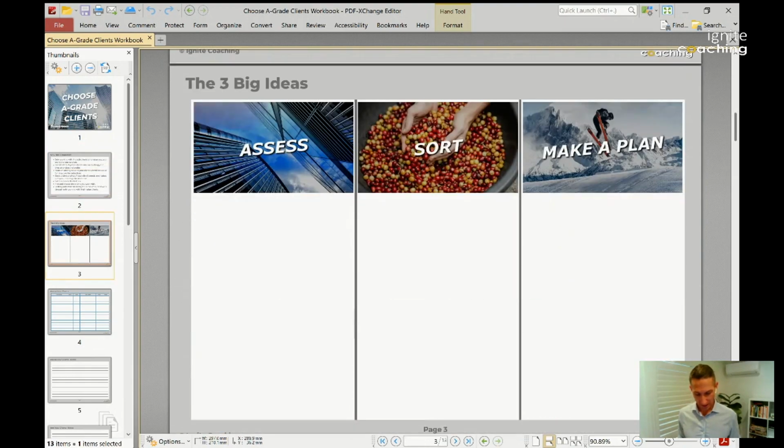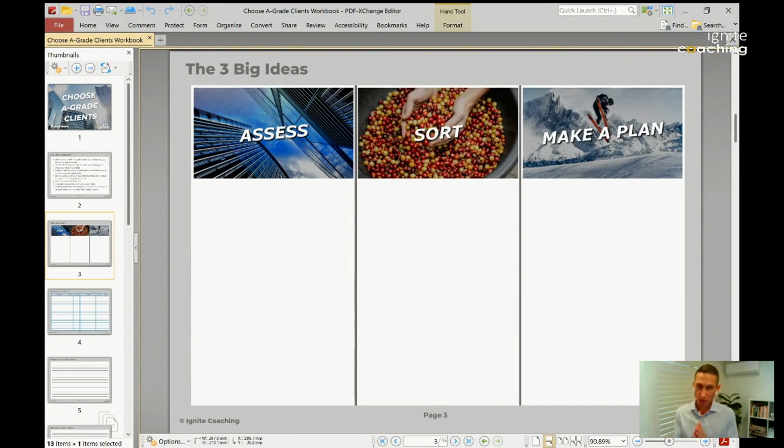But let's talk about the 3 big ideas that we cover in this training. The first is assess. I'll run you through the workbook in a second. We want to assess those clients now in terms of, are they actually A grade? A lot of us don't really stop and think about assessing our clients in terms of A, B, C, or D, in terms of profit, revenue, fun to work with, treat our team with respect, good pipeline of work, good repeat work, that sort of thing. So we want to stop and slow down. The first big idea is to really assess your client base and work out through a series of criteria who are your A grade clients, who are your B grade clients, and who are your C and D grade clients.